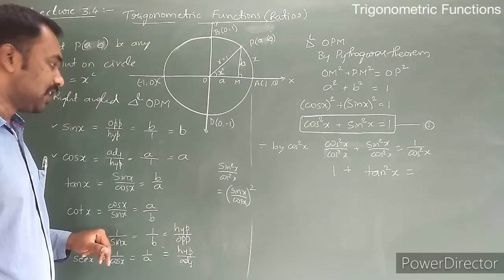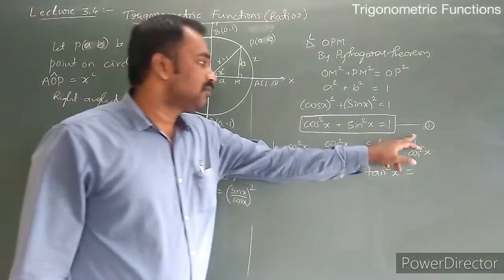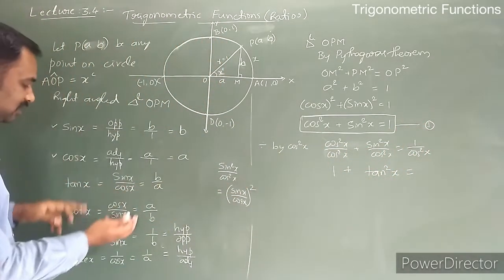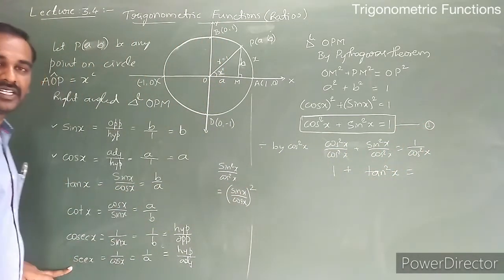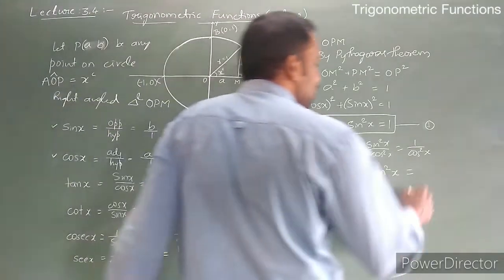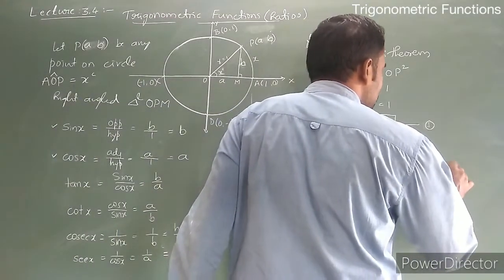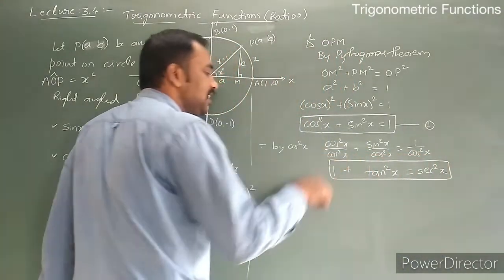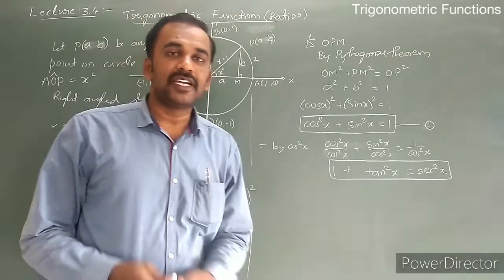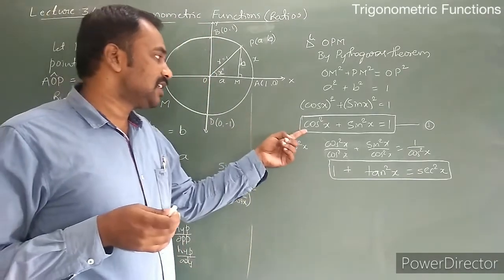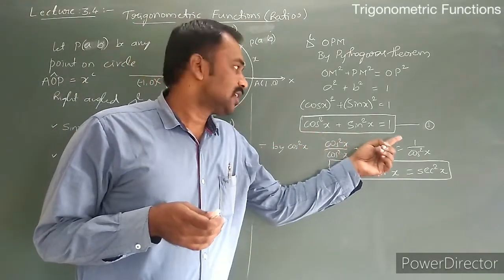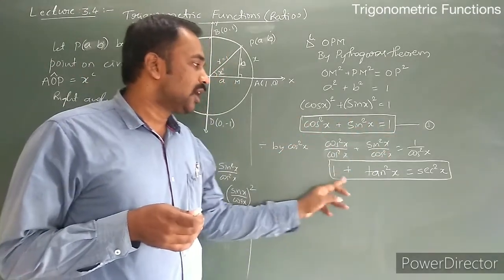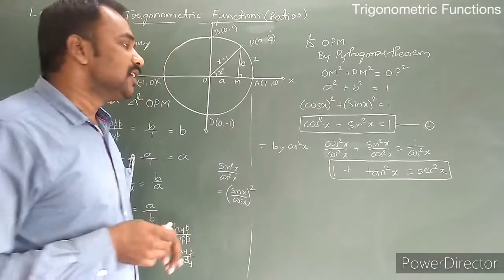Similarly, what can we write for 1 by cos x whole square? 1 by cos x is nothing but sec x, so this is secant square of x. So this is said to be the second trigonometric identity. The first trigonometric identity is cos square x plus sin square x is equal to 1, or sin square x plus cos square x is equal to 1. The second one is 1 plus tan square x is equal to secant square x.